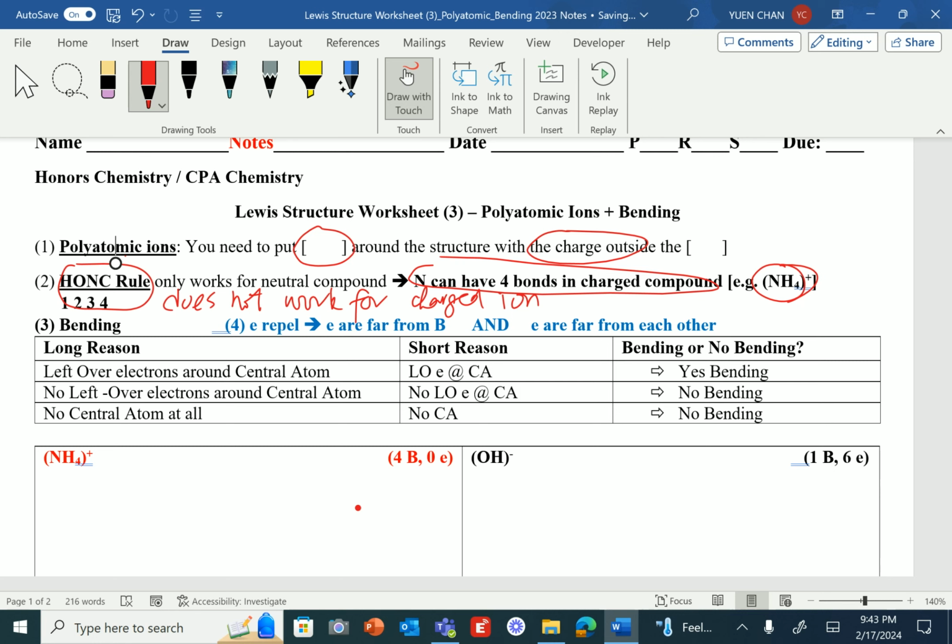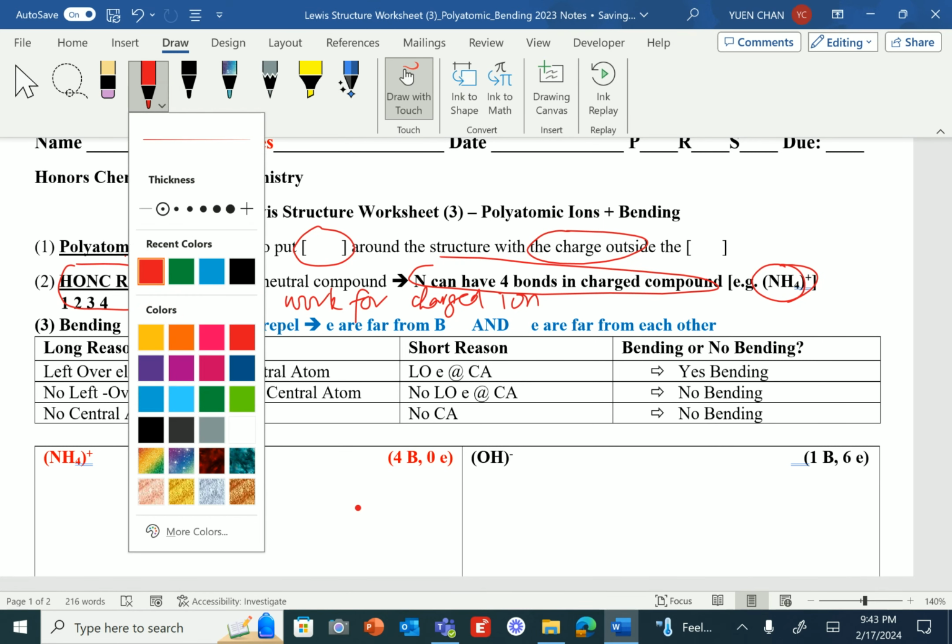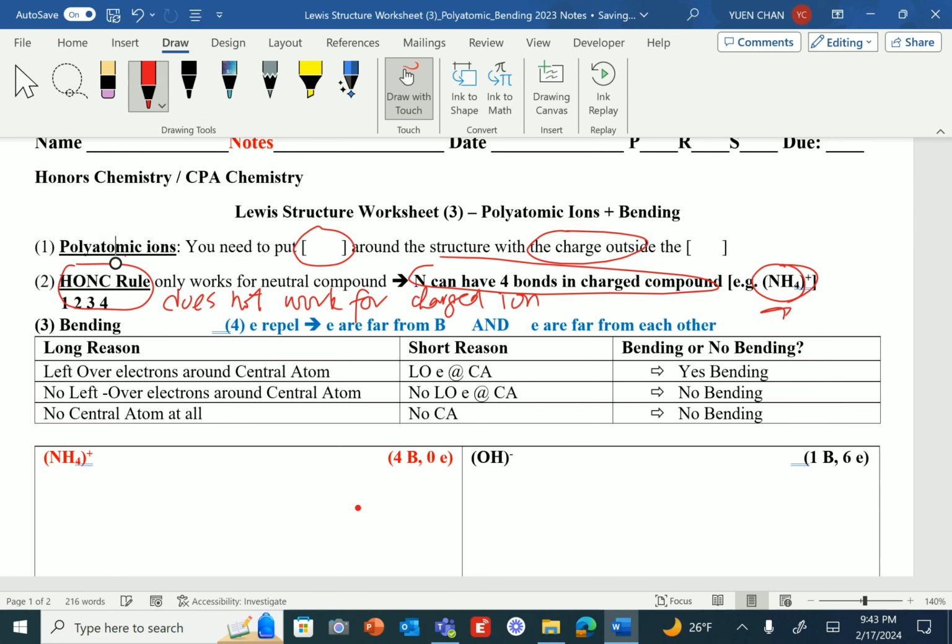And then the other rule is the bending. For bending, I have a couple of situations. The situation I have is bending with leftover electrons. The long reason I would say is leftover electrons around the central atom. So when you have a central atom and you have leftover electrons, the short reason I will write is LOE at CA, so then you will have bending.